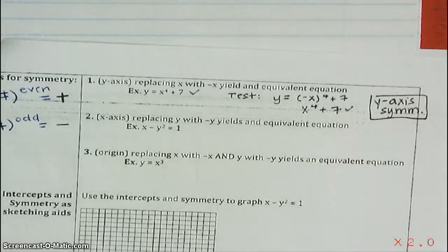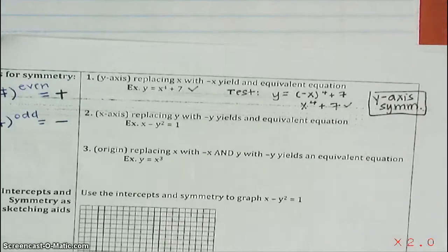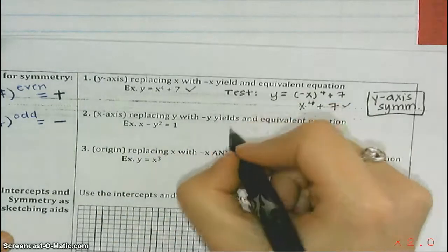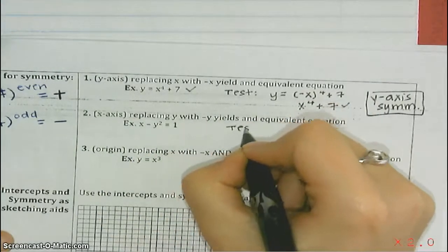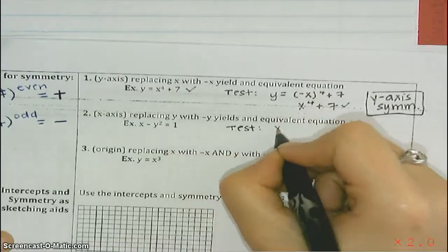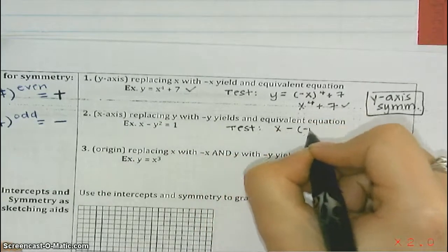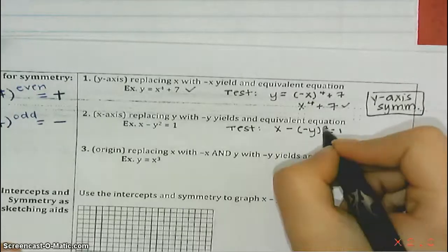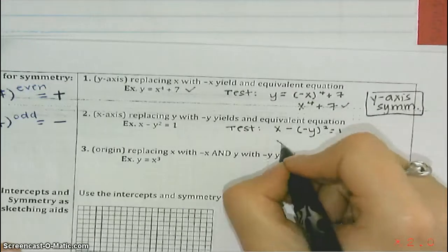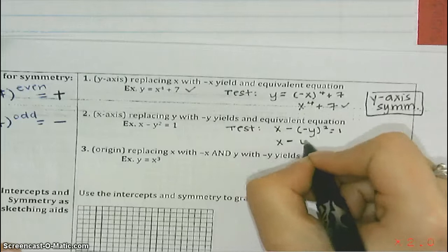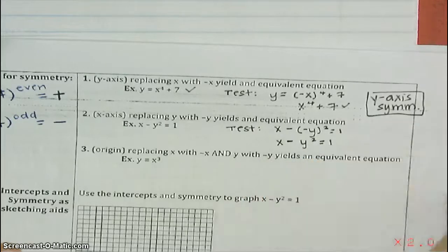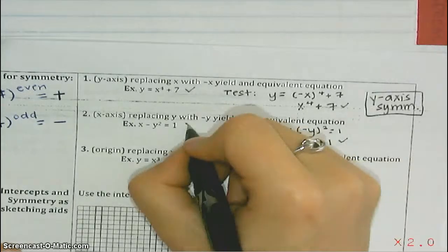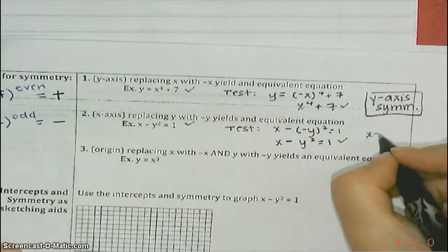To test for x-axis symmetry, instead of replacing the x with a negative x, this time we're going to replace the y with a negative y and see if it turns out okay. So x minus negative y squared equals 1. Here, a negative value to an even exponent again becomes positive, so this will be x minus y squared. And that is what we started with. So this does have x-axis symmetry.